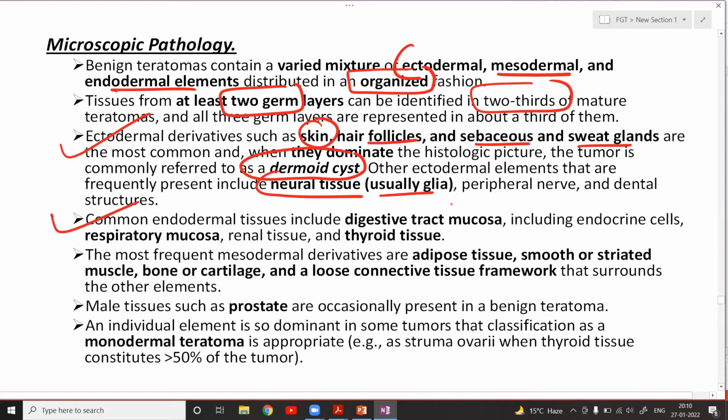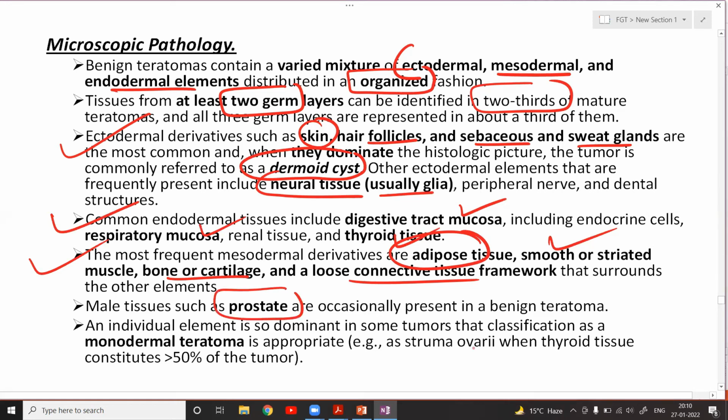The common endodermal tissues include digestive tract mucosa or respiratory lining, the pseudostratified ciliated epithelial lining, and thyroid tissue might be there. Among the mesodermal derivatives you will most commonly find adipose tissue, or you might find skeletal tissue, smooth muscle, bone, cartilage, or loose connective tissue. Male tissues such as the prostate can also occasionally be present.